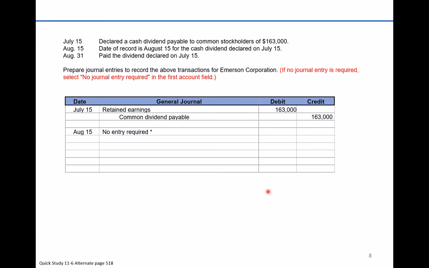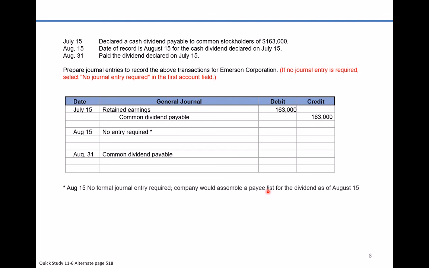The next transaction, August the 31st, the company paid the dividend declared on July 15th. Now the shareholders are actually getting their money. So that common dividend payable, that IOU called common dividend payable that had a credit of $163,000, now that's going to go away. So how do we get rid of a $163,000 credit? We do a $163,000 debit.